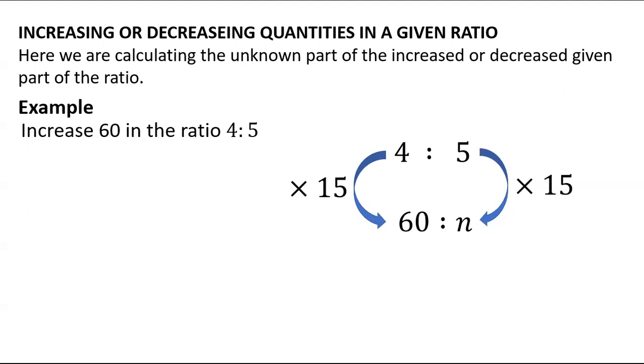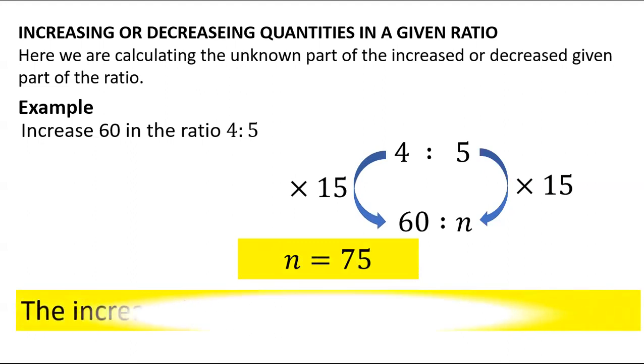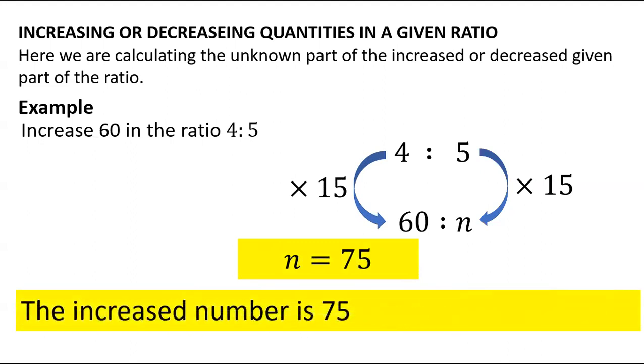5 times 15 will give us n, and n will be 75, which is the increased number or the increased part of the given ratio. So when you increase 60 in the ratio of 4:5, the fifth part of that 60 will be 75. When we increase it from 4 to the second part, which is 5, we will have n as 75.